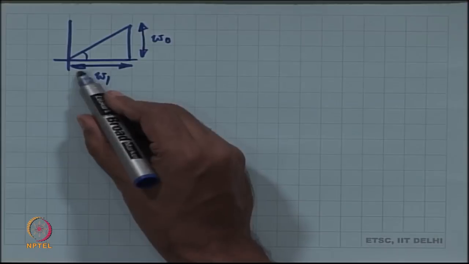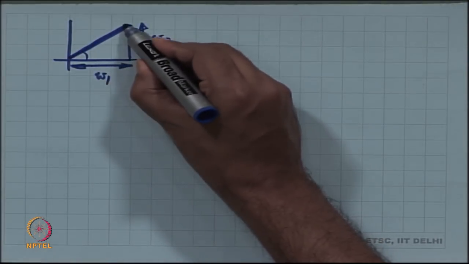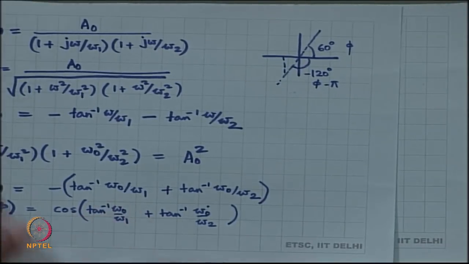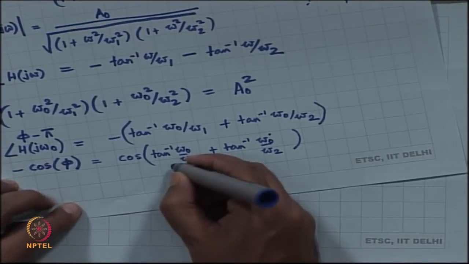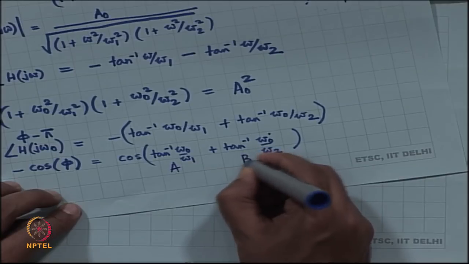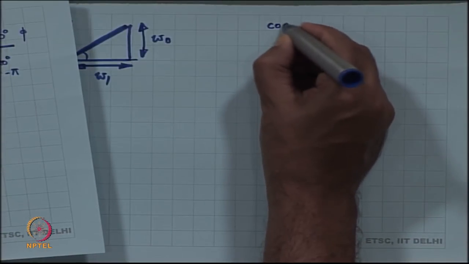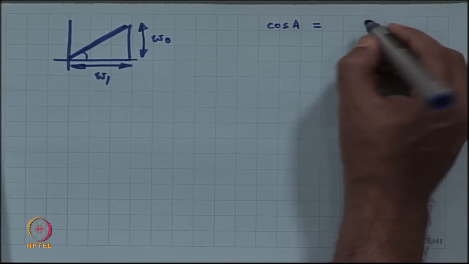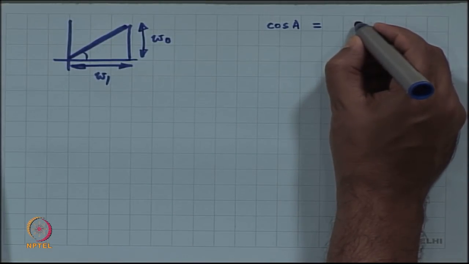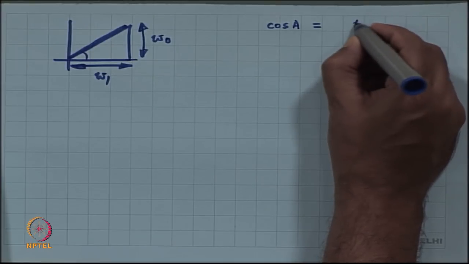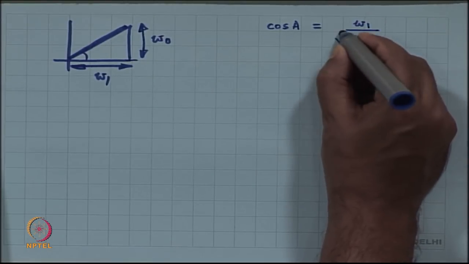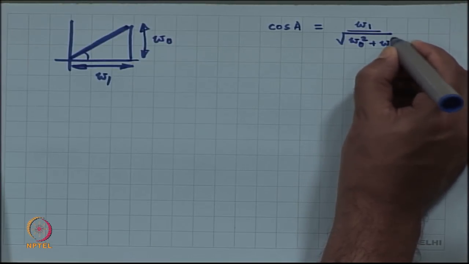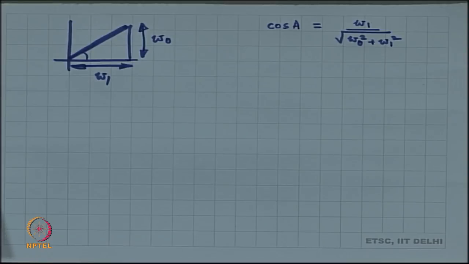Cos of the same angle will be omega 1 by the hypotenuse. So, cos of the first one, let us call this capital A, let us call this capital B. So, cos of A will be equal to omega 1 by square root of omega naught squared plus omega 1 squared. Am I right? I think I am right.